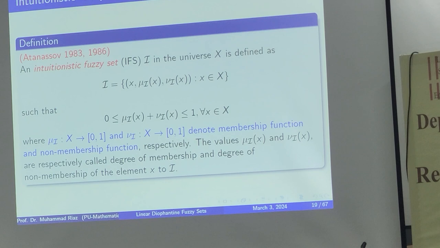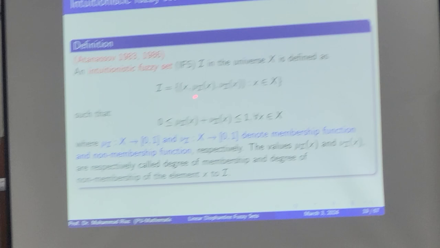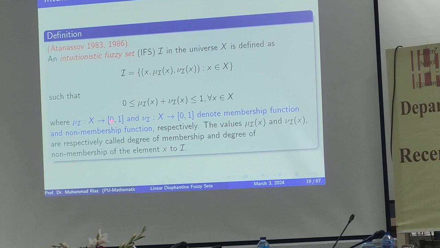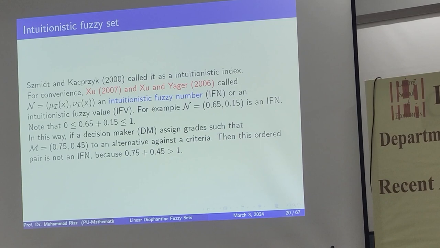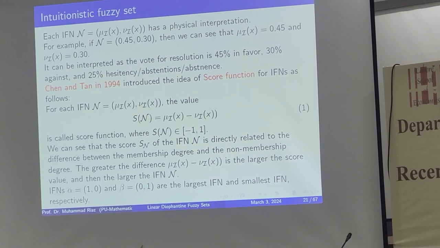Atanassov proposed the idea of intuitionistic fuzzy sets, in which we have two functions or mappings. Mu is the mapping which is called the membership function, and nu is the mapping which is called the non-membership function. So there is a geometrical meaning of these things.